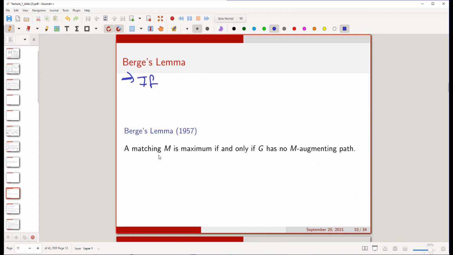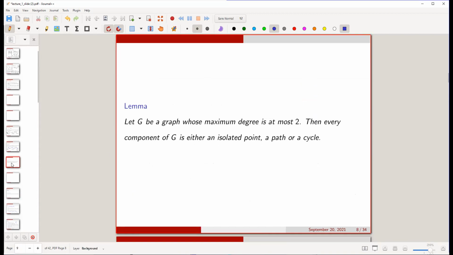And now we are going to look into one small lemma. It says that if G is a graph whose maximum degree is 2, that means each vertex has at most 2 edges incident to it, then each component of that graph will be either an isolated vertex or a path or a cycle. So why is it so?